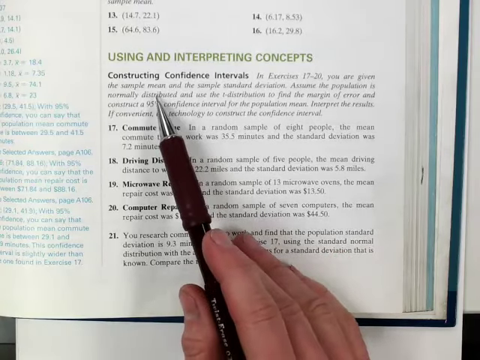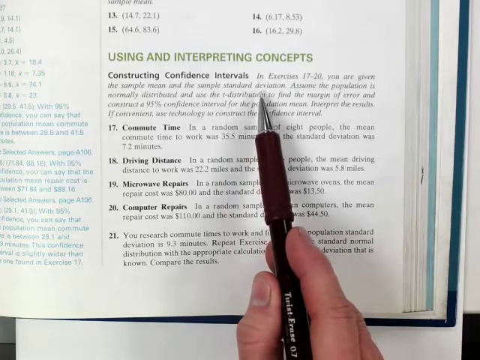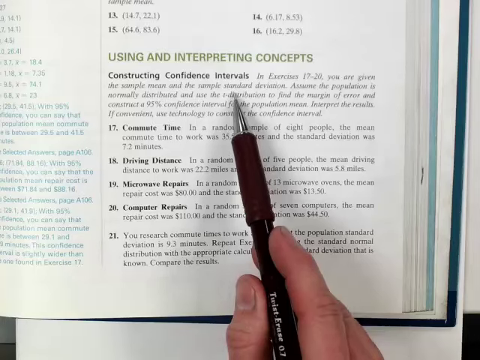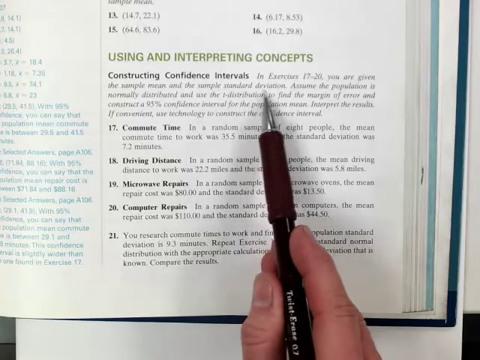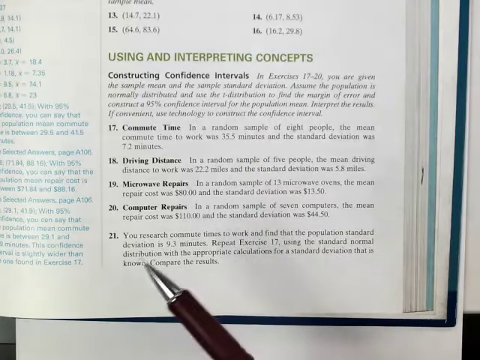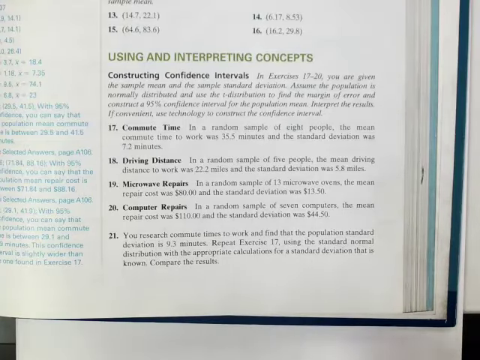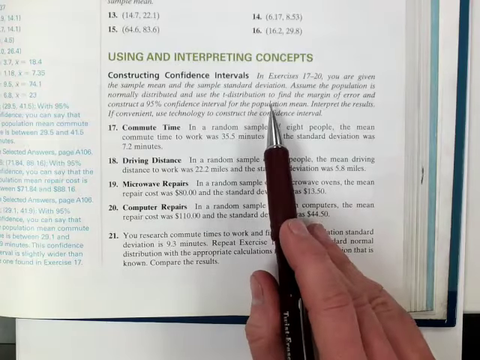that we're given the sample mean and sample standard deviation. Okay, this is important. When the sample standard deviation is given, we're assuming that the population standard deviation is not known. Okay, so that's going to indicate to me that I'm going to be using the t distribution rather than the z distribution to find the critical value.